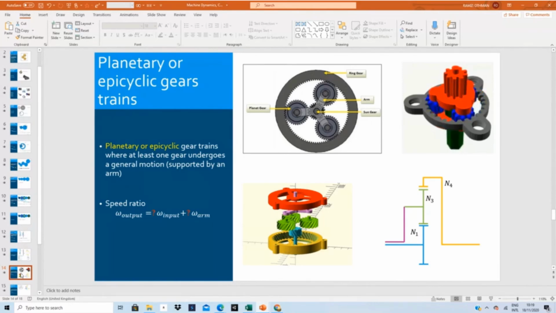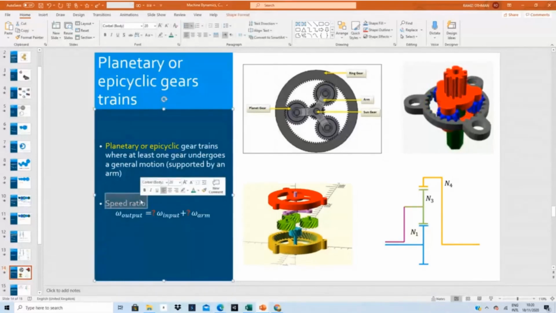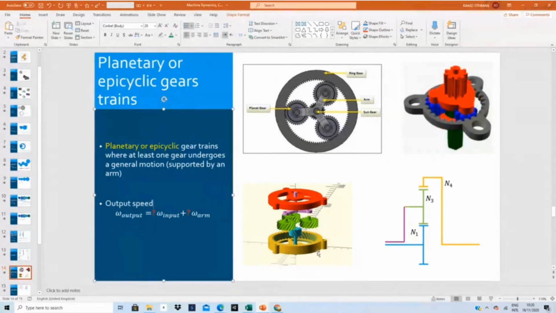It means that for this kind of gear train, we have 2 inputs. So if we have 2 inputs, we cannot calculate the speed ratio as usual, which is only omega output divided by omega input. Here it is to find the speed, it's not the speed ratio. It says the speed of the output, or the output angular velocity, which will be in terms of the 2 inputs.